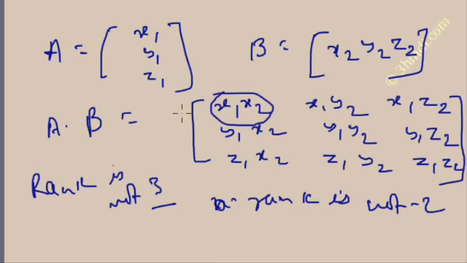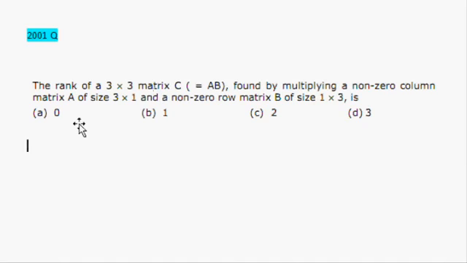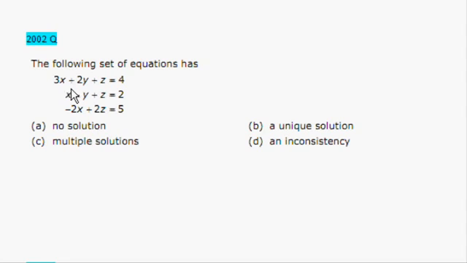So come to the single element x1x2. This is not 0, so rank is equal to 1. So the rank of this matrix C is 1. B is the correct answer. This is a 2002 question.